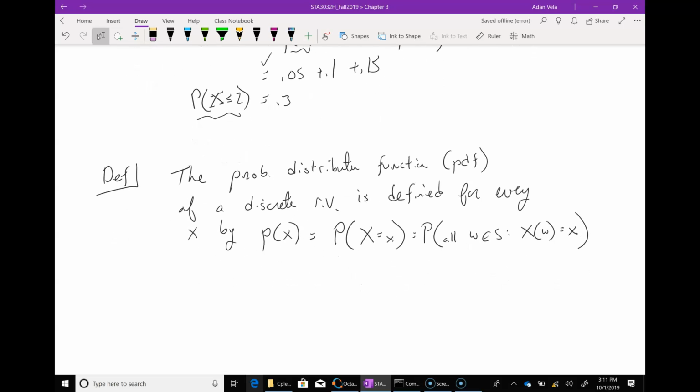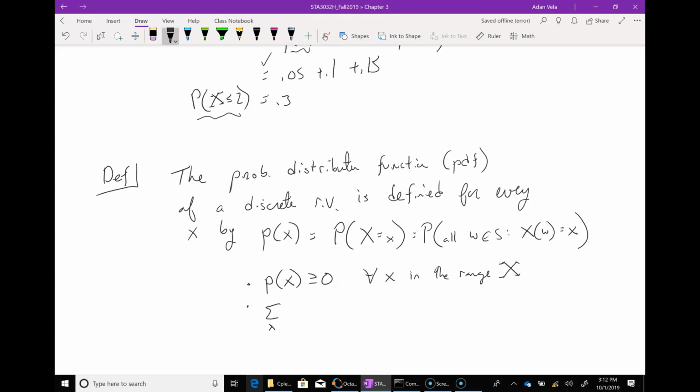Now, as we mentioned, we still have to follow the axioms and properties of probability. As a consequence, we have two specific properties that we need to maintain. The probability of any value of x has to be greater than or equal to 0, for all x in the range of x. So for all the values that our random variable x can take on, the associated probability has to be greater than or equal to 0. No negative values.